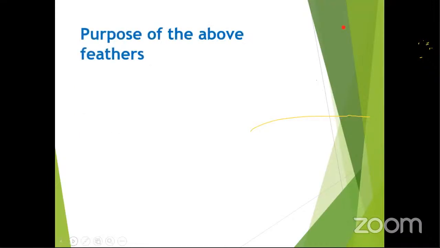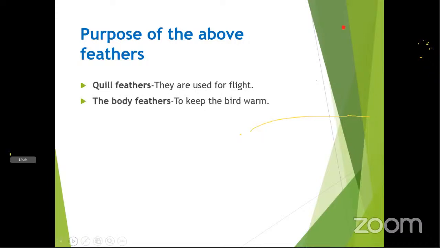So let's take a look at these purposes, at least one by one. We have the purpose of the above feathers. The first one is the quill feathers. We have said they're used for flight. If you don't want to say flight, you can simply say they are used for flying. And then it is correct. So let's move on to the next. We already talked about this. The body feathers. We said these keep the bird's body warm, to keep the bird warm.